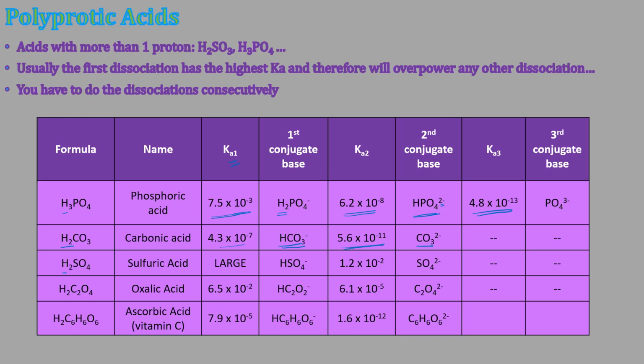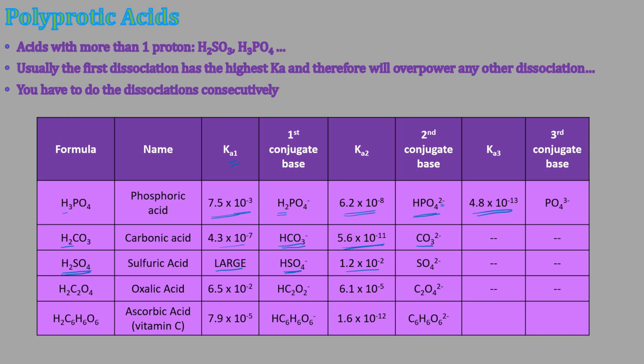Remember, sulfuric acid is one of the weird strong acids, right? It's weird because the first dissociation doesn't even have a Ka because it's so big. Because it's strong, it completely dissociates. But the second one has a relatively high Ka compared to the other ones, but it's small enough to be considered weak. All right. And then we have oxalic acid and ascorbic acid, vitamin C.